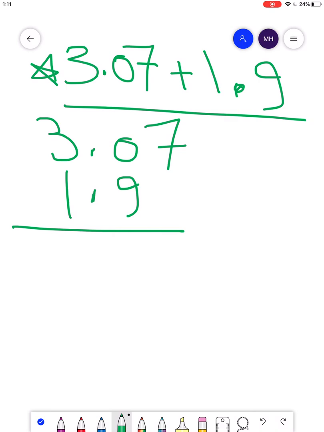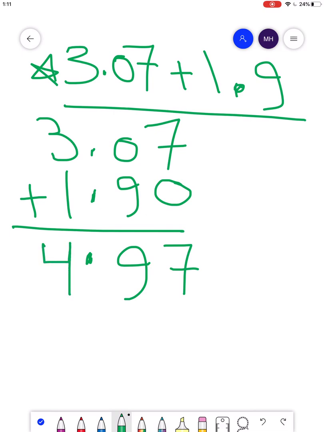Now here I put the decimal point in the sum. I align it with the decimal points in the addends directly down to them. Now I start adding from the right, from the hundredths. Here no hundredths, so I put 0. I can annex zeros. Here I add 7 plus 0 equals 7, and 0 plus 9 equals 9. Now I'm adding as we add the whole numbers. 3 plus 1 equals 4. So the answer is 4.97.